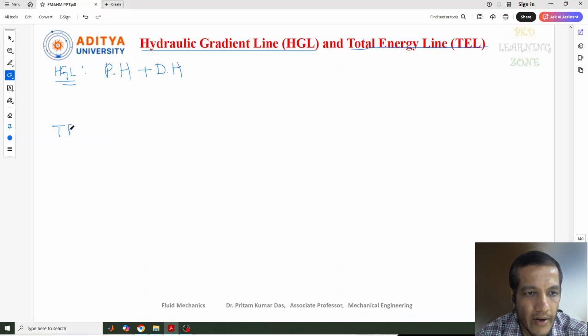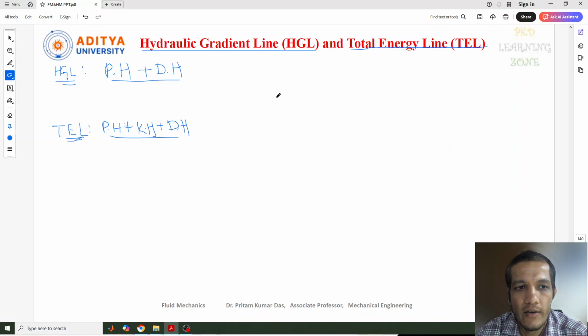Total energy line can be defined as pressure head plus kinetic head plus datum head. All this sum is equal to the total energy line, and pressure head and datum head together equal the hydraulic gradient line. So before going to the explanation part, let me tell you what this pressure head is.